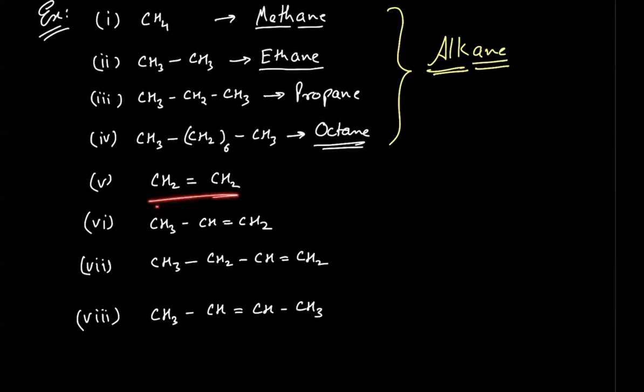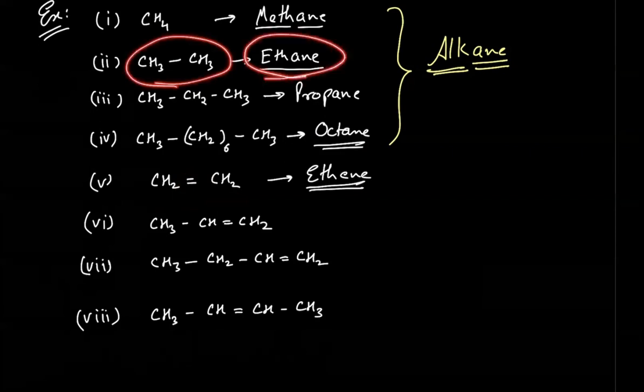So here you have two carbon atoms and a single double bond. Because of two carbon atoms, you take the word root as eth, but the suffix comes out to be ene, and this becomes ethene. So when it was single bonded carbon atoms, you had ethane. When you have double bonded carbon atoms, you have ethene.